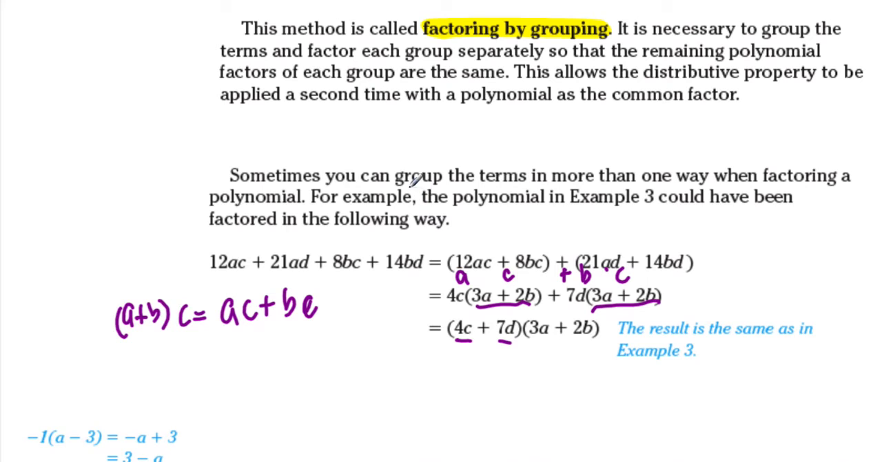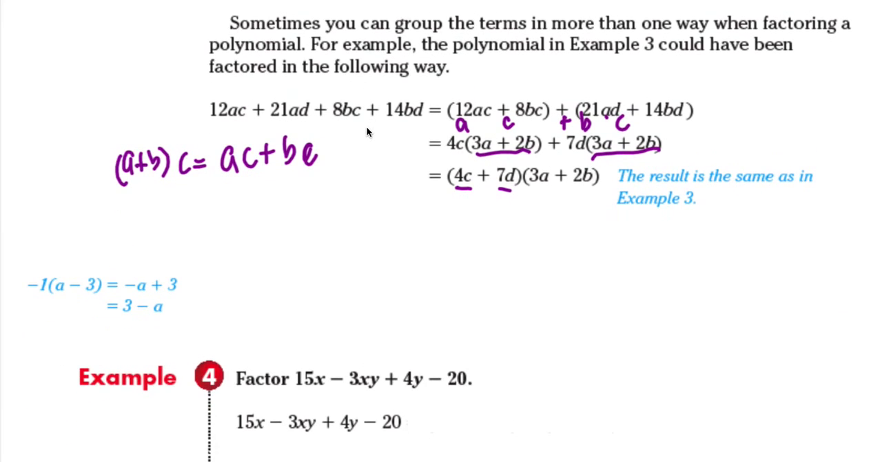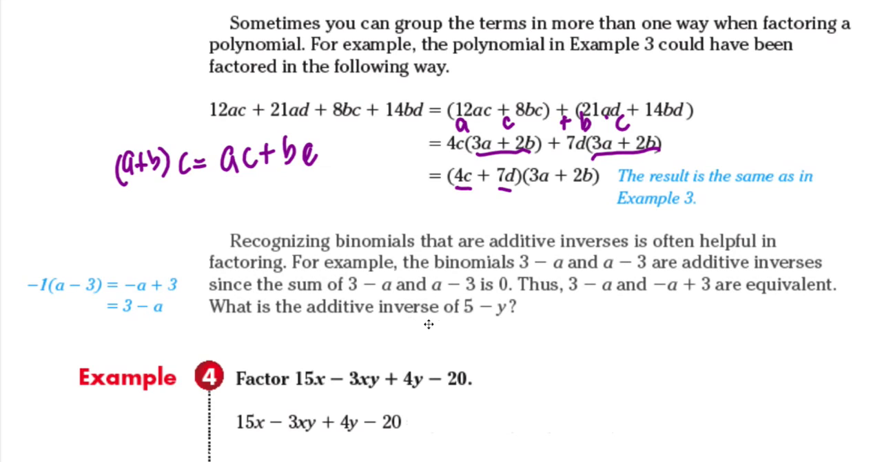Okay? I hope that makes sense. Right, let's go back here. We know that negative 1 times the quantity A minus 3 is the same as negative A plus 3. And if you notice, if I simply use the commutative property for addition, negative A plus 3 is the same as 3 minus A. Okay, so recognizing binomials that are additive inverses is often helpful in factoring.